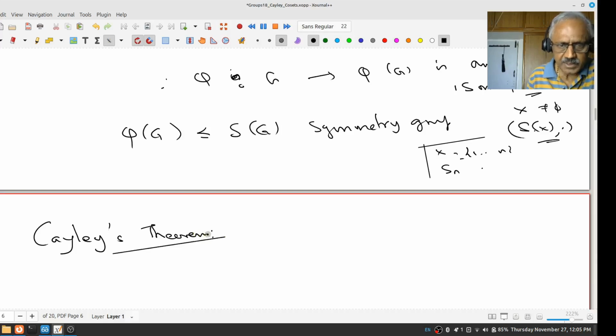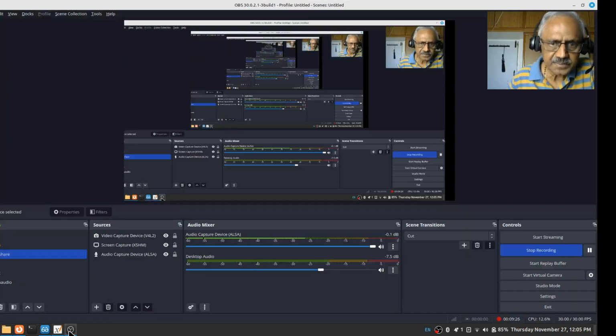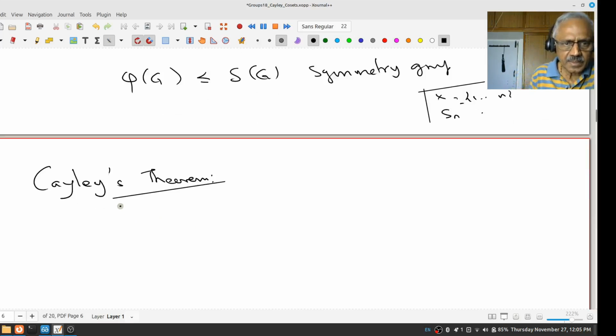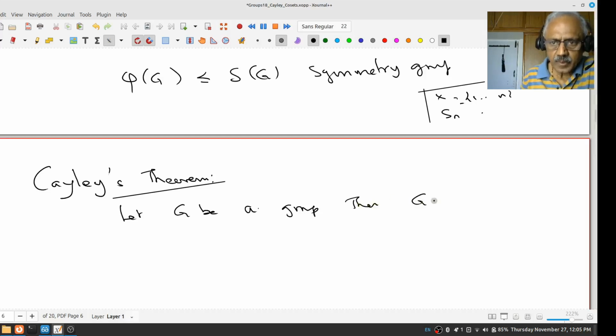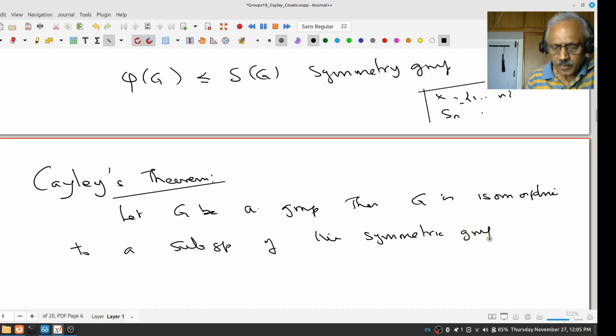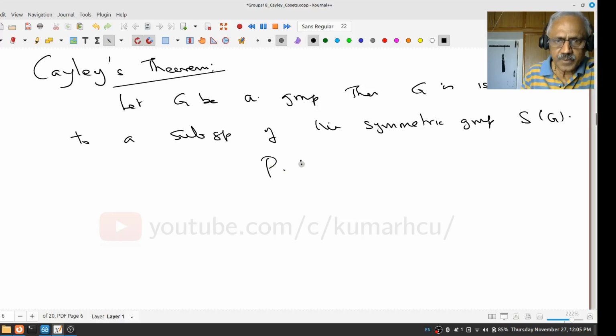Let me just make sure that I have shared the screen. Yes. What does it say? Let G be a group, then G is isomorphic to a subgroup of the symmetry group S of G. This is what we proved. Okay, pause, review, proceed.